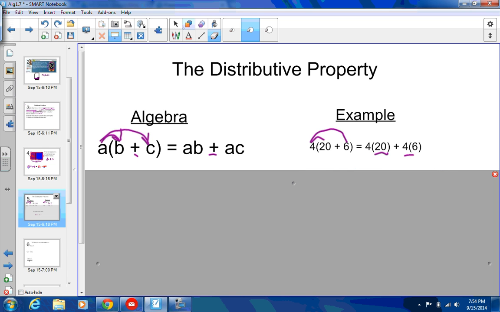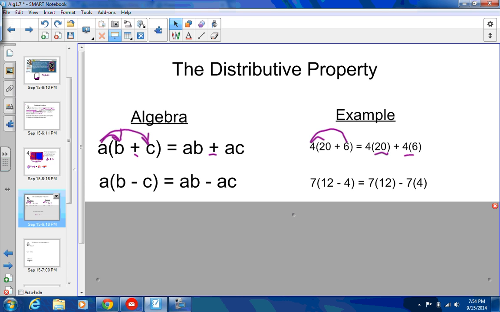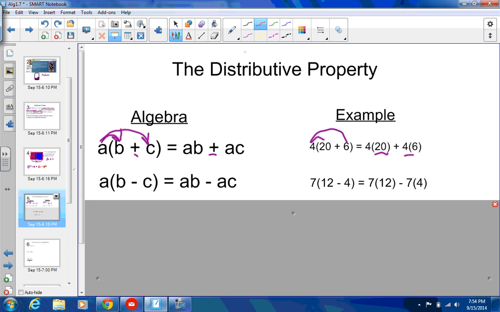All right. And again, make sure you're writing this down. This is a really important concept to know. Second one is just a little bit different. The only thing that we're changing here is now we're using subtraction. And if you notice, this is subtraction here. The only thing that changes, you're still distributing the A to the B and the A to the C. You're just putting that subtraction sign in the middle there instead of addition.